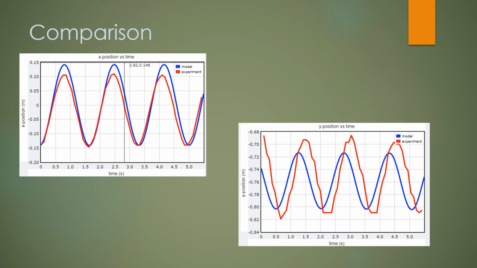You can see that the X position versus time model and experimental graphs align closer. This is because the X position only is influenced by the velocity. The Y position is influenced by the force of the spring as well as the force of gravity.